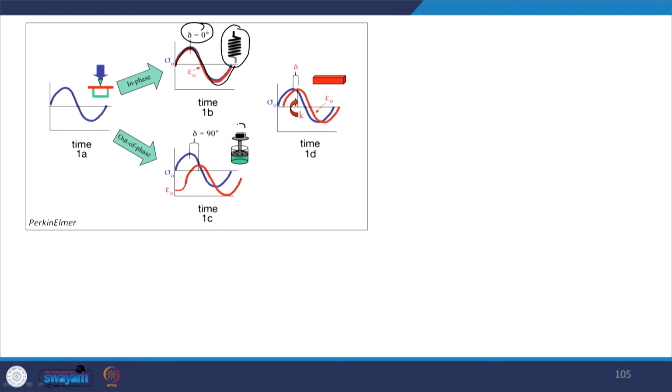In case of a purely viscous material, you see that the peaks on the x axis are separated by a distance which is the phase lag, and delta is equal to 90 degree here. In case of a viscoelastic material, you have the phase lag between 0 degree to 90 degrees, and you can see here how the strain response has a difference in x which is somewhere between 0 and 90 degrees, alright.